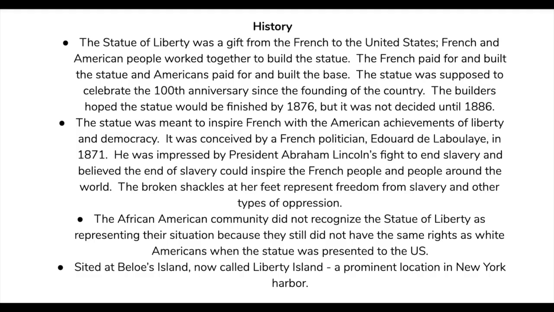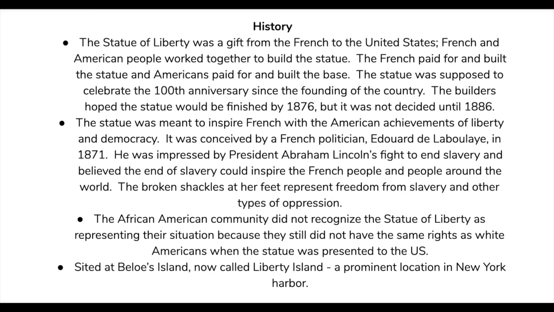Alright, so I'm going to give you some background information on the Statue of Liberty, specifically the history and the construction of it. Okay, so you can follow along as I read out loud. The Statue of Liberty was a gift from the French to the United States. The French and American people worked together to build the statue. The French paid for and built the statue, and Americans paid for and built the base.